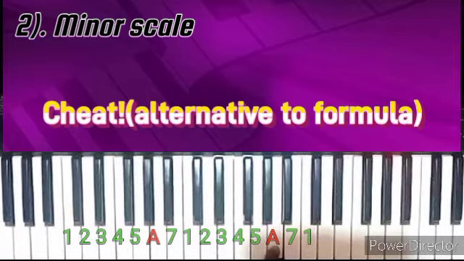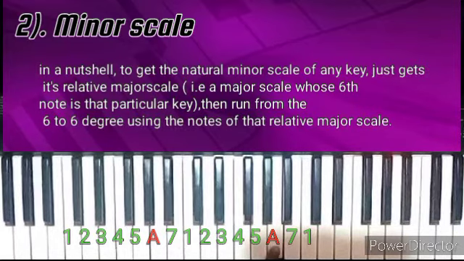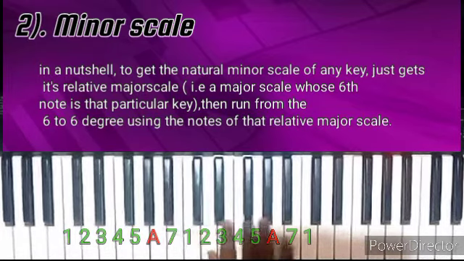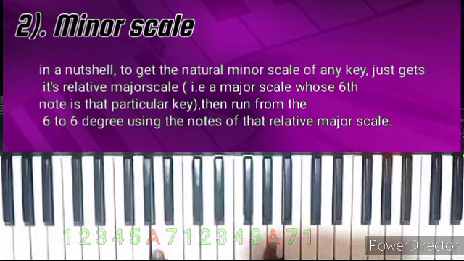So what I'm just going to do, using this C major scale, is run from my sixth degree to my sixth degree again, and that's going to be my A minor scale. I can just do something like this. I run from the sixth degree of C major to the sixth degree, and that's my A minor scale. So instead of using the formula, you can just use this tip.